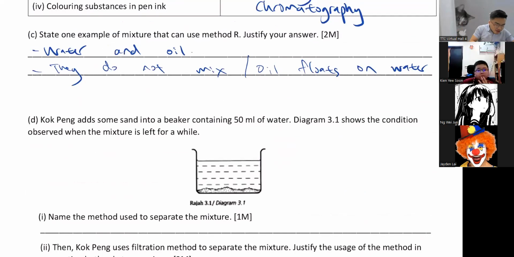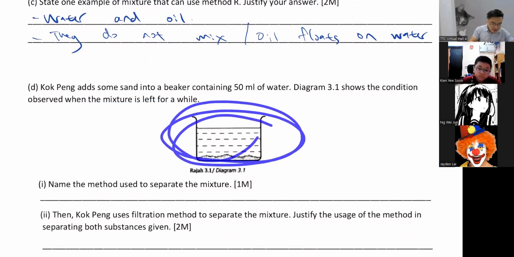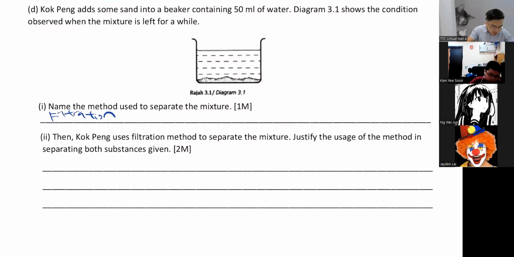So, Copping adds some sand into a beaker containing 50 ml of water. This is the condition when the mixture is left for a while. You see now this thing sinks to the bottom. Name the method used to separate the mixture. You can use filtration. You can filter away the sand.